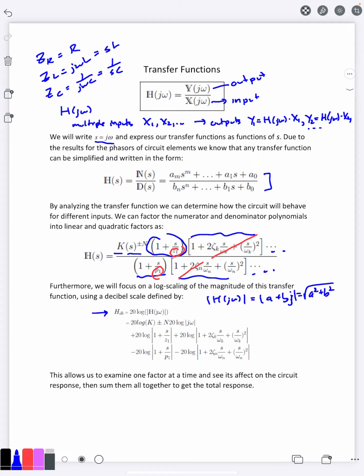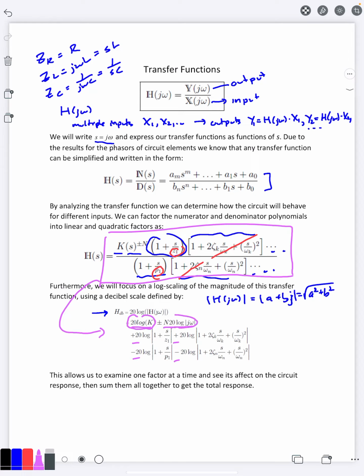One of the great things about using this log scale is logs can be broken up over products and divisions. So what we can do is we can take this big, complicated expression that is our transfer function, and when we apply logs to it, we can have 20 log of just the k, and then 20 log of just the j omega part from the s here. Then we can have plus and add up all the terms from the numerator, and then minuses for all the terms in the denominator. And by doing this, we can see what is just this first term going to do as a result in our problem. And we can analyze just that one term.